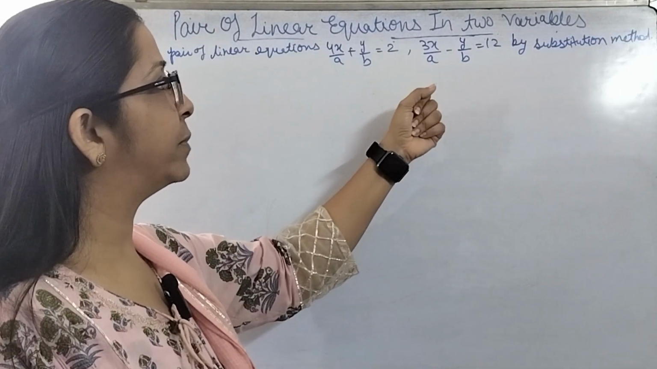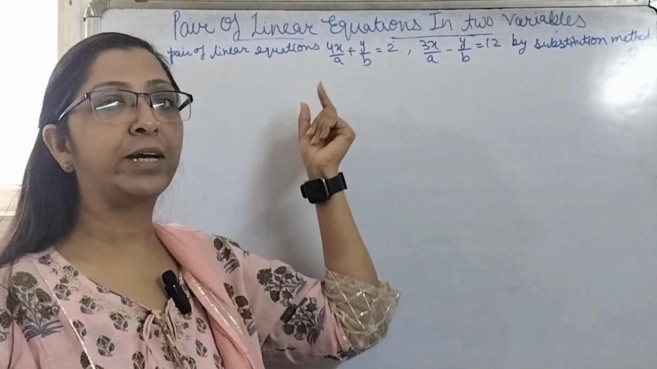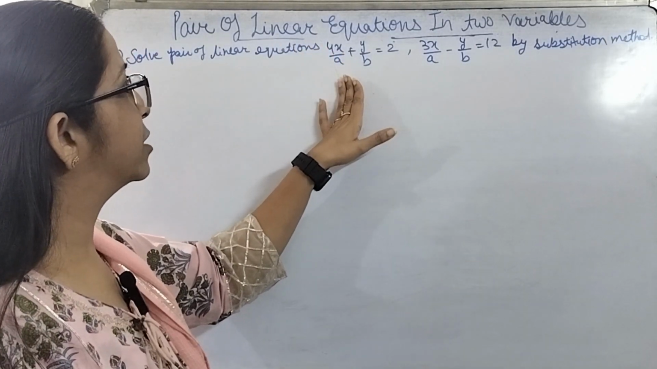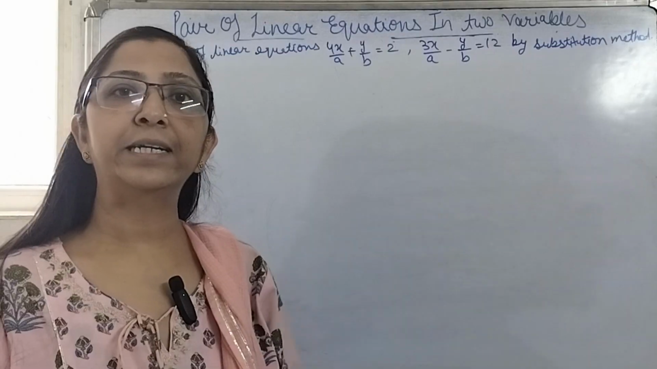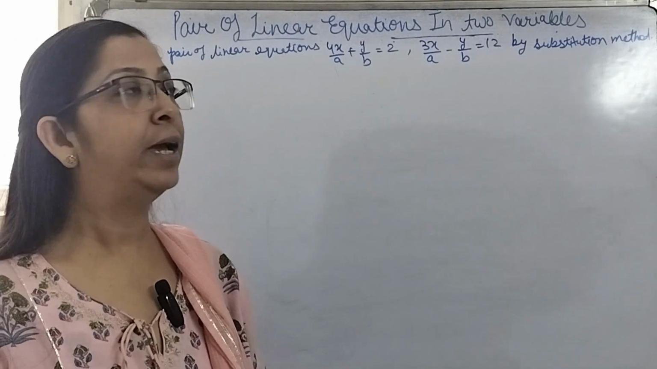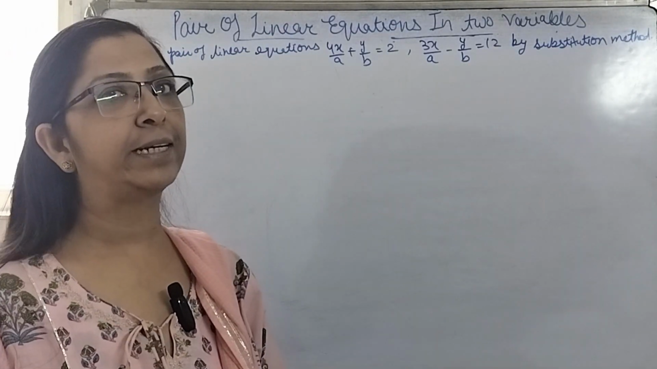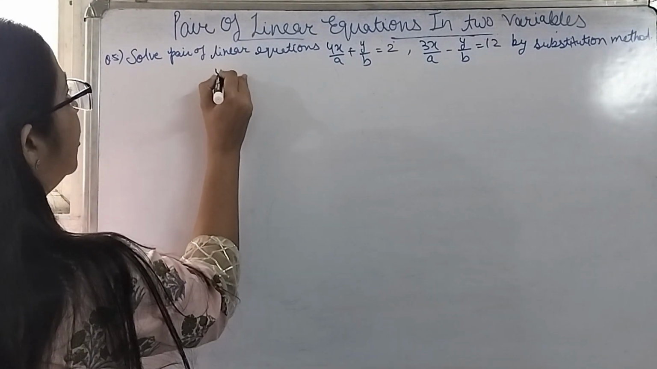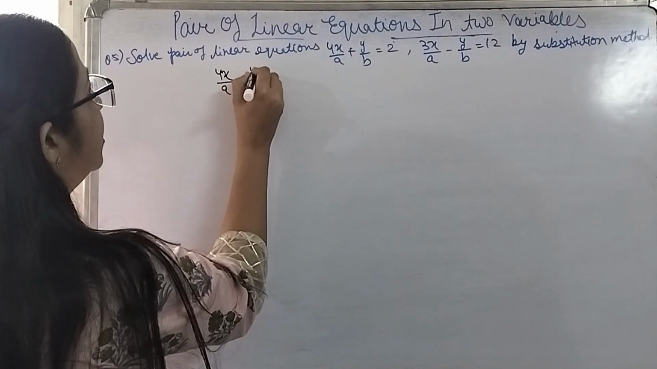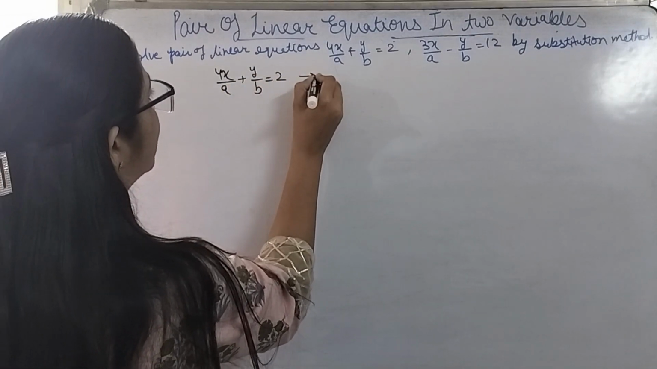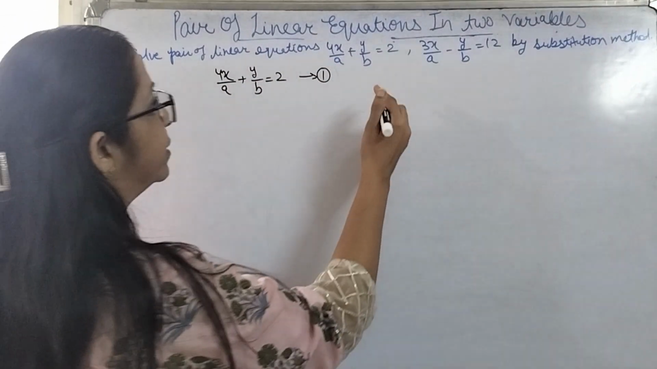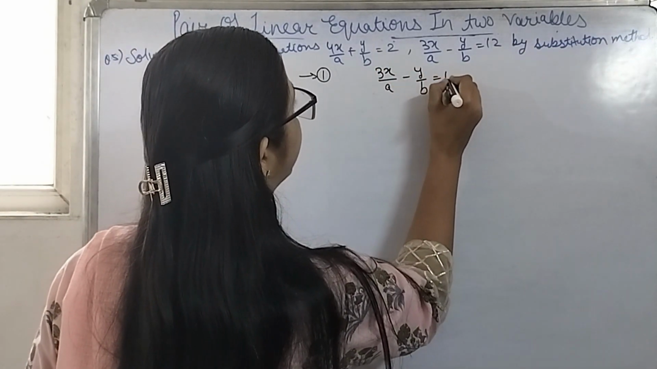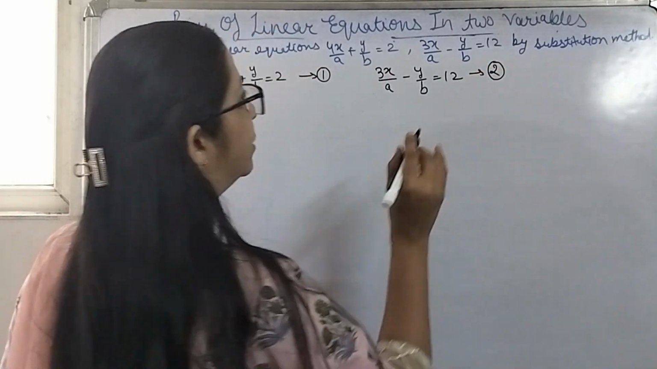What do we do in the substitution method? From one of the equations we find the value of a variable in terms of another variable, and when we put this value in the other equation, we get an equation in one variable only, and when we solve it further, we get the value of that variable. So how will we do it? Let's see. 4x upon a plus y upon b is equivalent to 2. Suppose this is your equation number 1. The other equation is 3x upon a minus y upon b is equivalent to 12. Suppose this is your equation number 2.